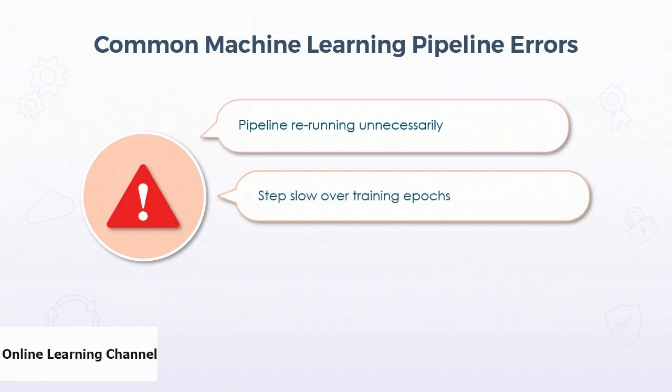Now, another common issue is that sometimes executing individual steps in the pipeline can be very slow, like unexpectedly slow, especially in the cases where loops are involved.